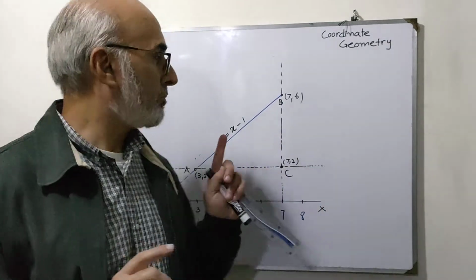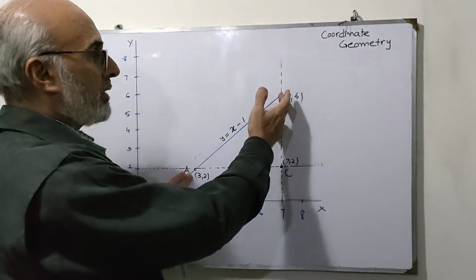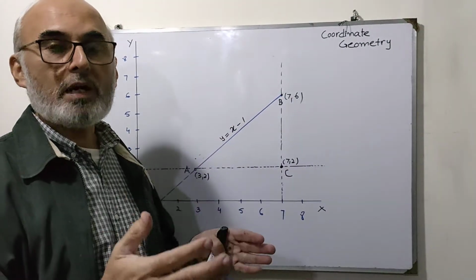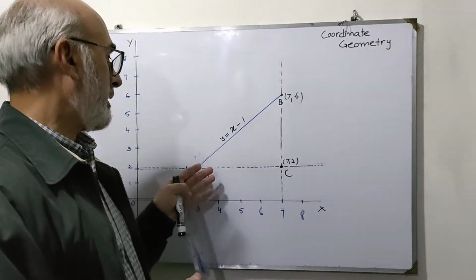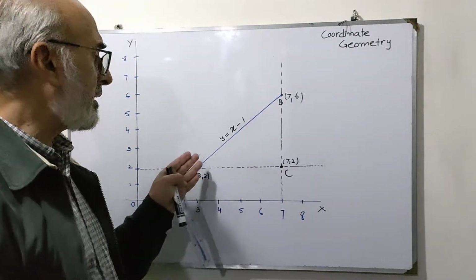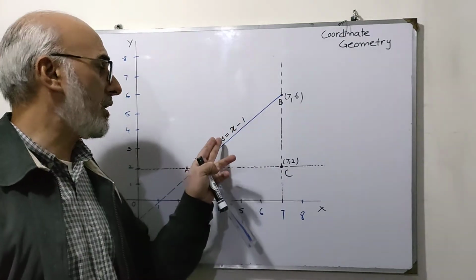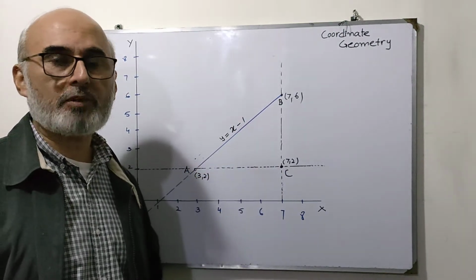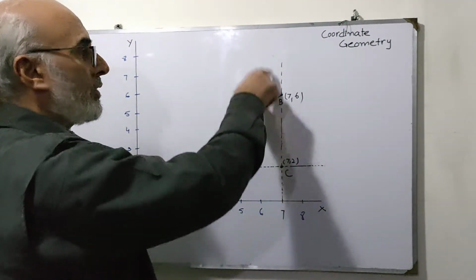Okay, let's continue with the coordinate geometry session. In the previous video, we calculated the gradient for AB. We calculated the length of AB, and we have also seen that the equation of the line passing through the points A and B is y is equal to x minus 1, right? Now I have added two more lines, a horizontal line and a vertical line.